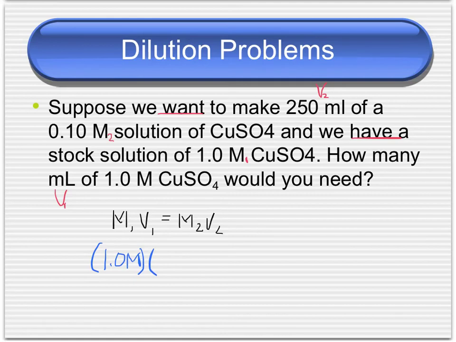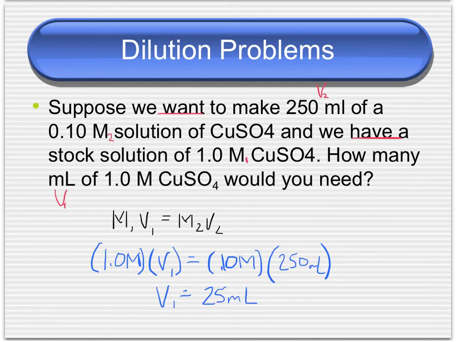Our V1, that's our unknown, so let's put it in as V1. Our M2, that is 0.1 molar. And our V2, I'm sorry, is 250 milliliters. Alright, so rearrange this equation, and you can solve it out and find out that you need 25 milliliters.